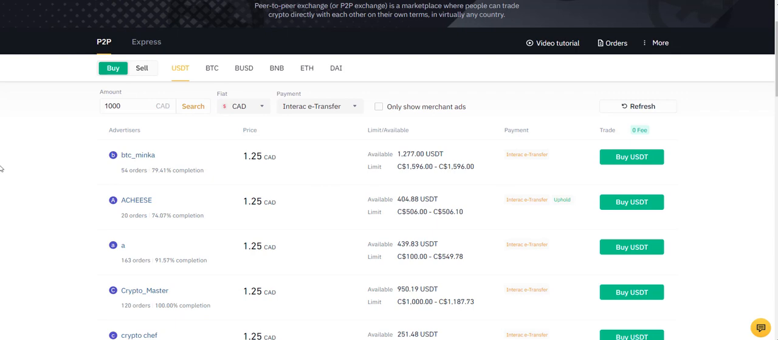And when you're going to have USDT, that's when you're going to be able to buy coins. And I'm going to show that to you in the next video.